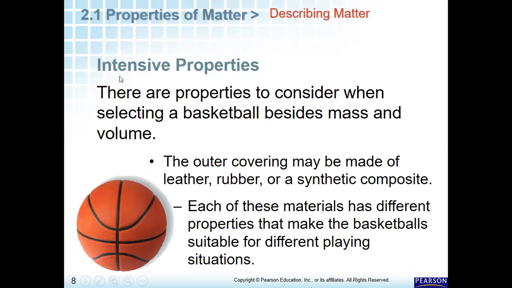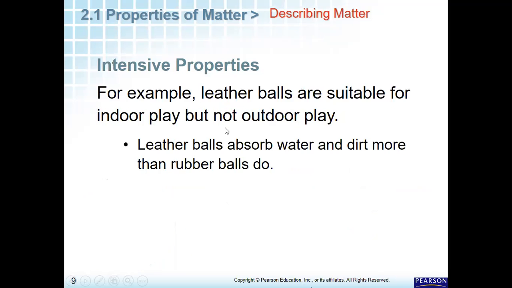Let's go to another one, intensive properties. Let's see, what is the matter or the composition of the matter here for the basketball? It might be leather, rubber, or a synthetic composite. That's intensive, not depending on the mass or the volume of it.